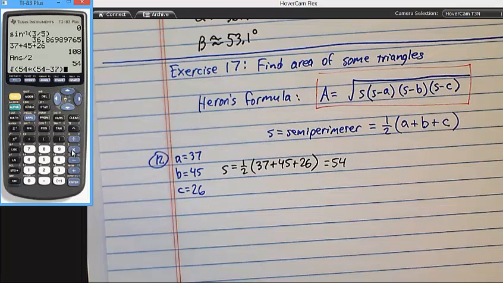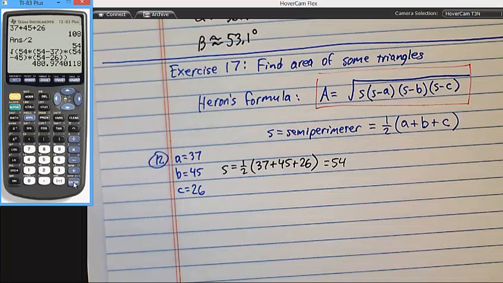And then I need times, and now I need 54 minus 45, close parentheses, times, open parentheses, 54 minus 26, and then close parentheses for the square root.